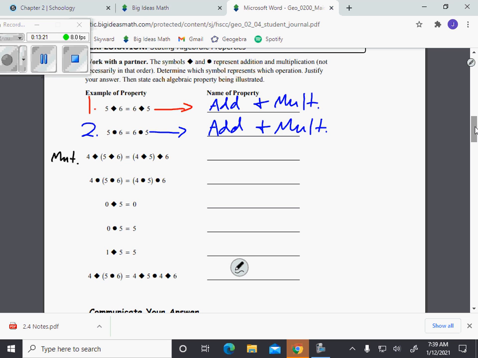Okay. Inside the parentheses, we have 5 times 6 is 30. 4 times 30 is 120. So we'll have 120. Does that equal the same thing over here? We have 4 times 5, which is 20. 20 times 6 is 120. Okay, so we know that diamonds can be multiplied.